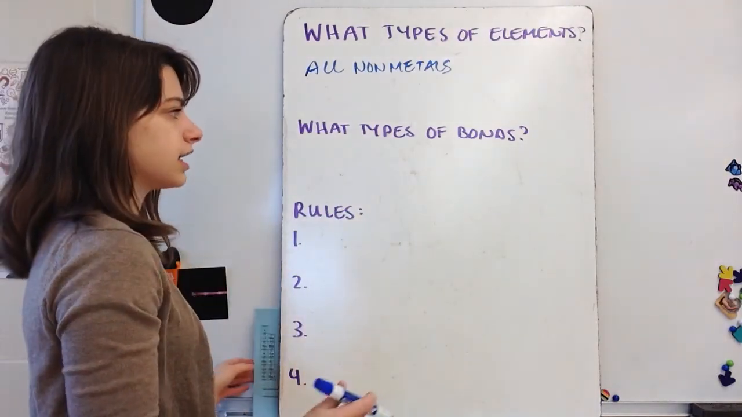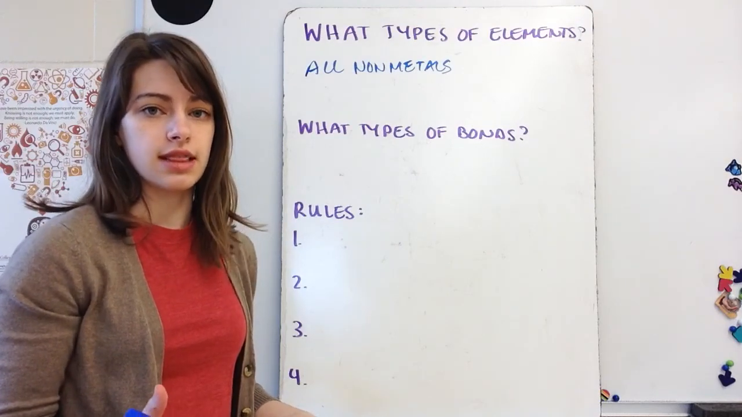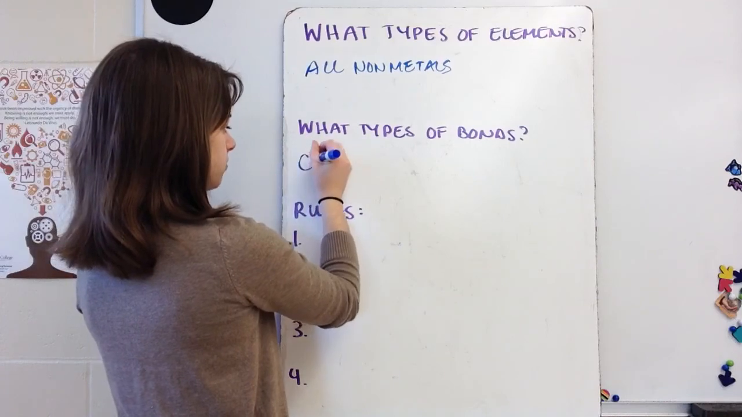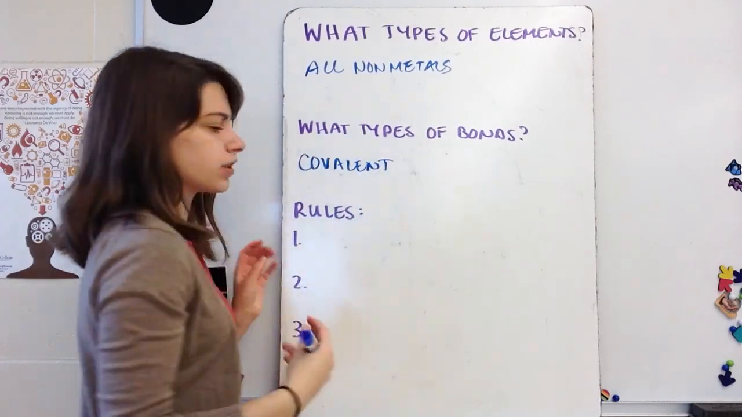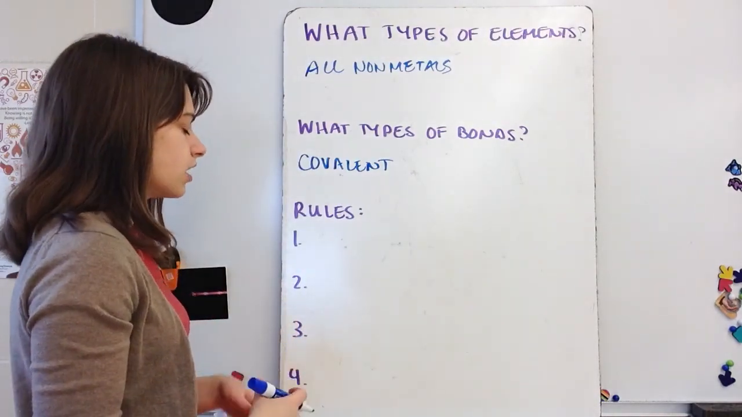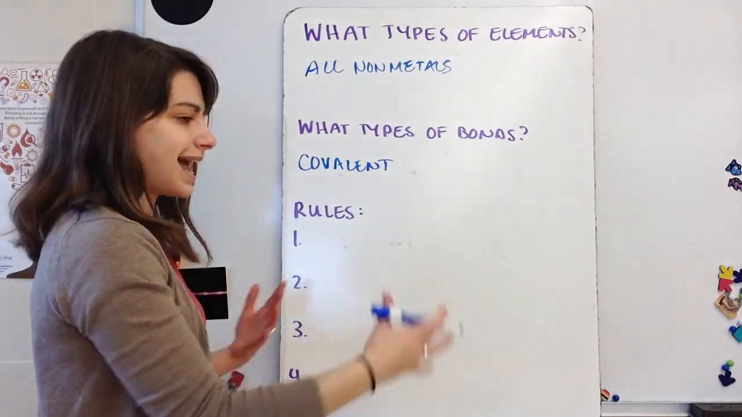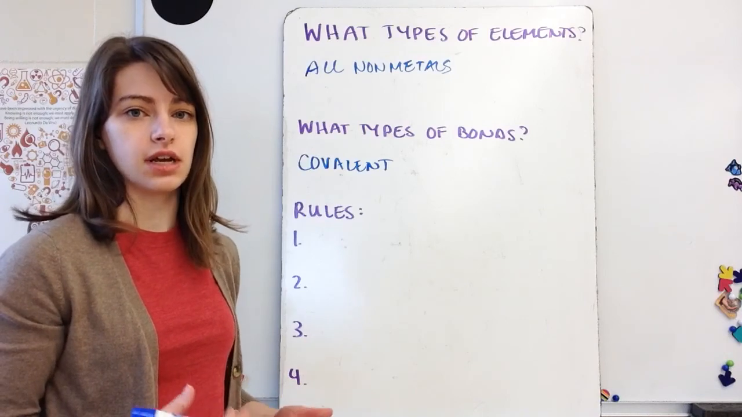So if they are only nonmetals, what types of bonds are being formed? Well, we've already learned that if it's only nonmetals that are bonding, these are called covalent bonds. Or they're covalent compounds, where they're sharing their electrons. Okay, so let's take the commonalities, the patterns that we saw in the names and formulas, and turn these into a set of rules.